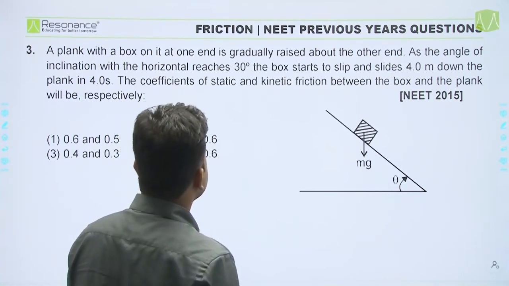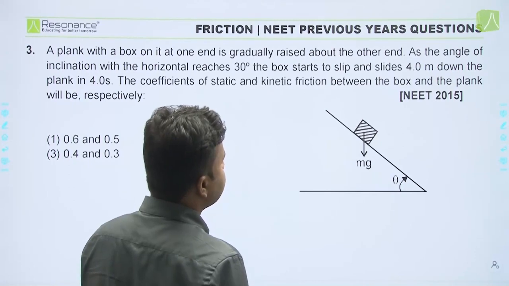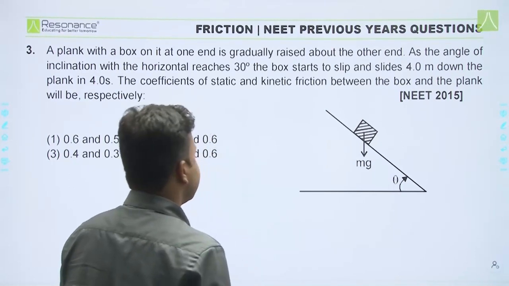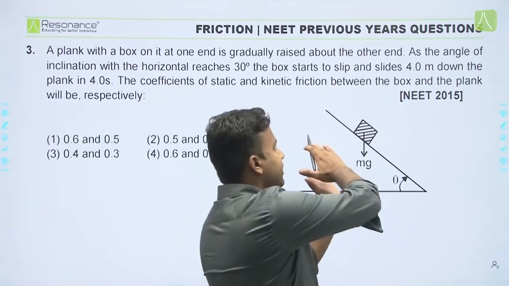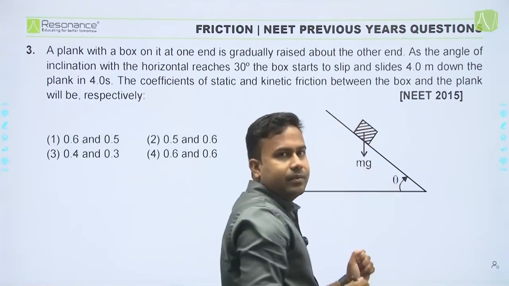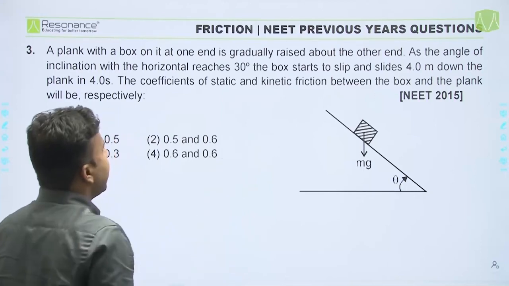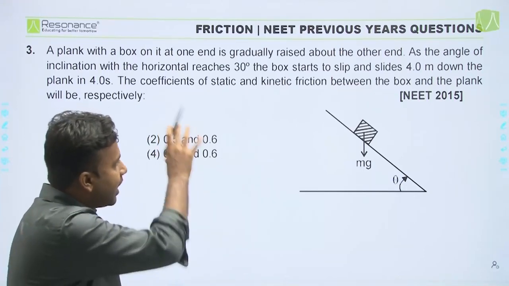The coefficient of static friction and kinetic friction between the box and the plank will be, respectively. So look at this, students. Here what is happening, we are gradually increasing this angle. And what they are telling is that at 30 degrees it starts sliding.